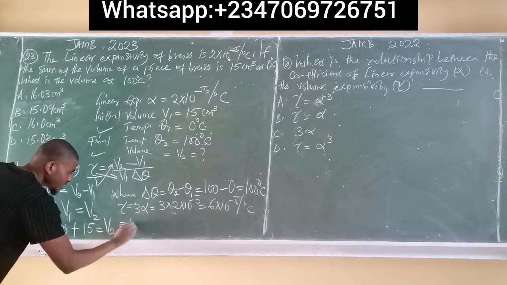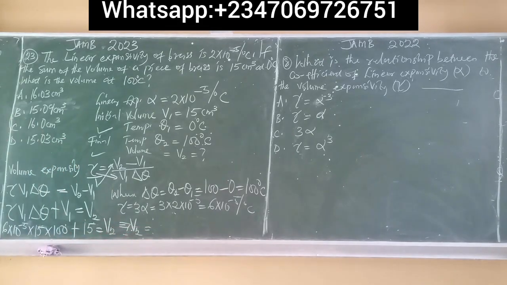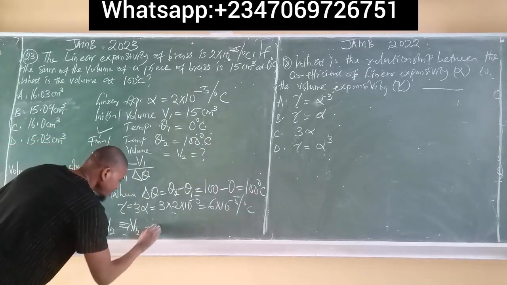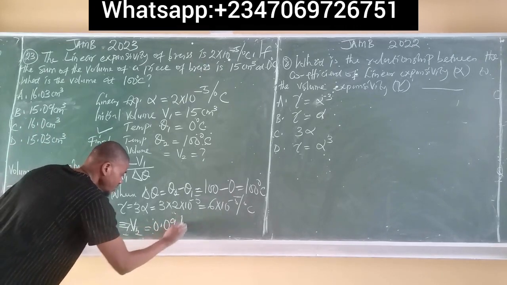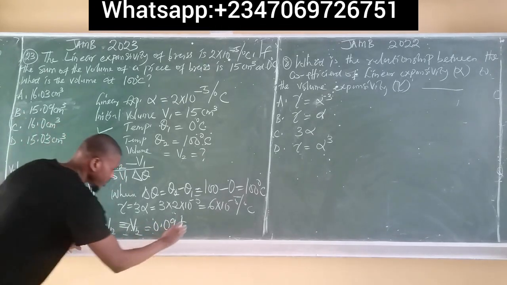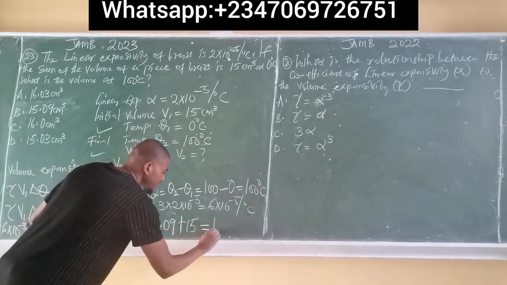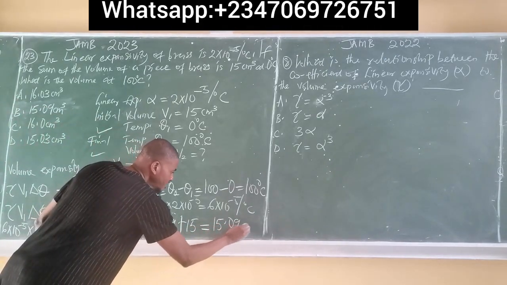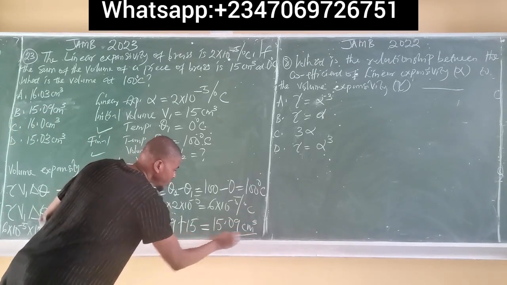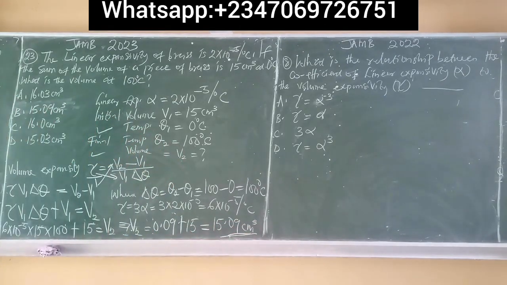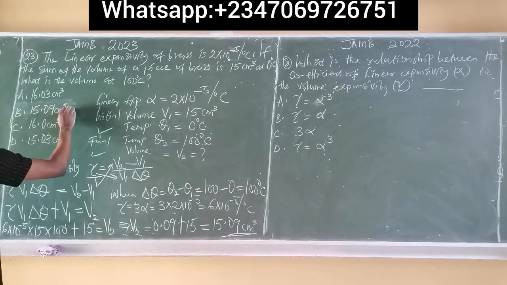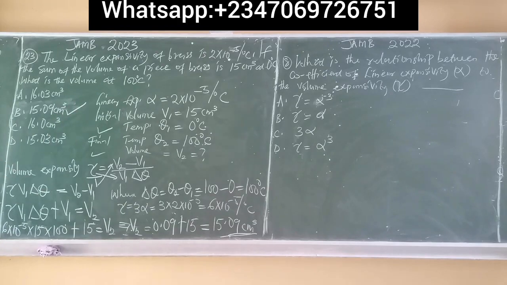Now this implies that V2 is equal to, let's evaluate all of this now. 6 by 10 to the power of minus 5 multiplies 15, multiplies 100, simply gives us 0.09, plus, put down your 15, plus 15. So you see that once you add them all up, you have 15.09 centimeter cube for the final volume. And if you look through the options, option B gives us 15.09 centimeter cube. So option B is the correct answer.